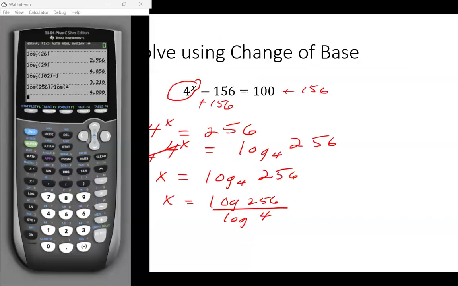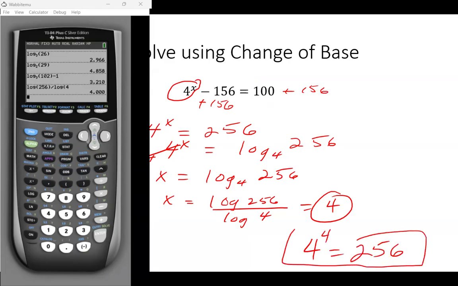Equals 4. And what that means is that 256 is a power of 4, because notice it's exactly 4. So that means that 4 to the 4th power equals 256. So your answer is 4.